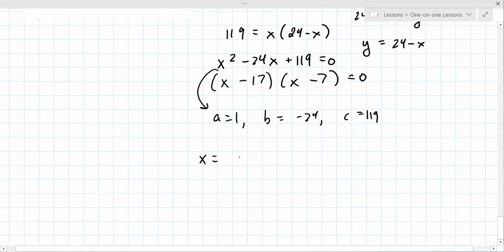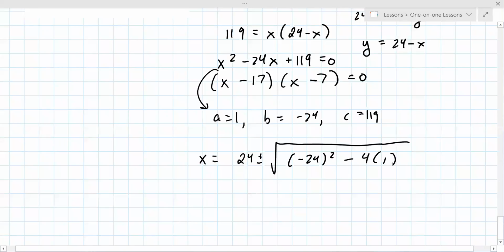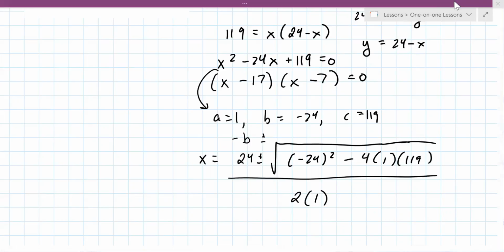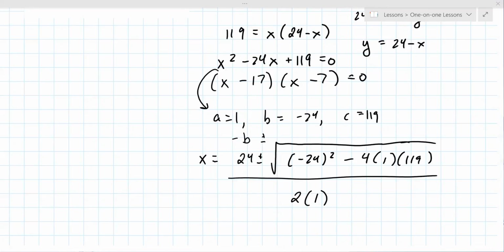X equals the opposite of b, so it ends up being 24 plus or minus the square root of negative 24 squared minus 4 times 1 times 119. Wait, why is it positive 24 in front? Because it's negative b. Oh, okay. Plus square root. Negative 24.